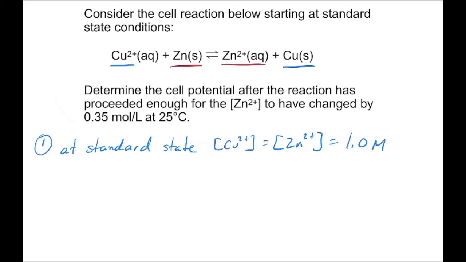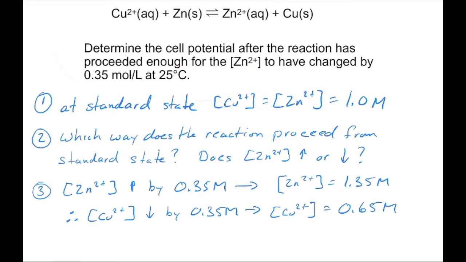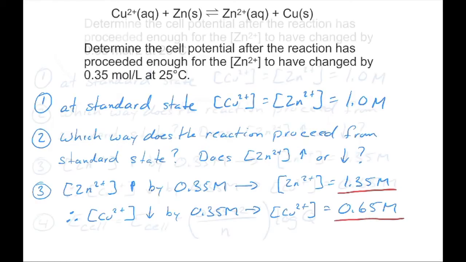So that tells us that the concentration of zinc 2+ is going to be increasing by 0.35 moles per liter, and the concentration of copper must be decreasing by 0.35 moles per liter. So now we know that the concentration of zinc 2+ is going to be 1.35 molar, and the concentration of copper 2+ is going to be 0.65 molar.